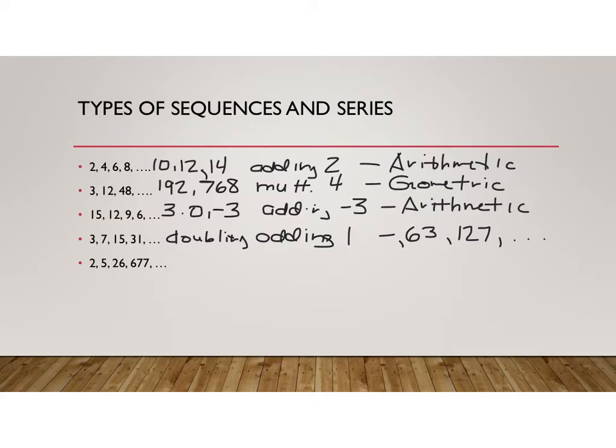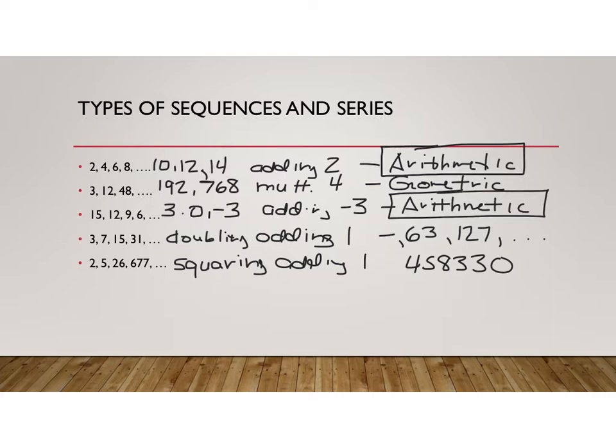The next sequence, 2, 5, 26, 677. Again, a little bit more tricky to find out, but what we're doing is squaring the number and then adding 1. For example, 2 squared is 4, plus 1 is 5. 5 squared is 25, plus 1 is 26. 26 squared is 676, plus 1 is 677. And the next term, if we square 677 and add 1, we'll already be at 458,330. So those are different types of sequences and patterns. There's a whole bunch of them. In this particular lesson, we are going to focus on the arithmetic sequences and series.